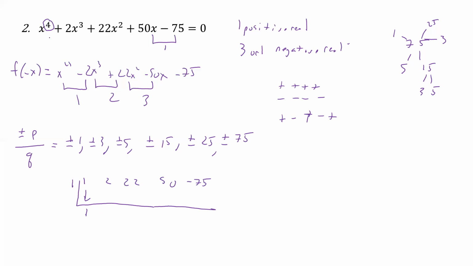All right, so now we have the 1, the 2, 22, 50, -75. Now we can work. 1 times 1 is 1. 2 and 1 is 3. 1 and 3 is 3. That's going to give us 25. That's going to give us 75. That's going to give us 0.